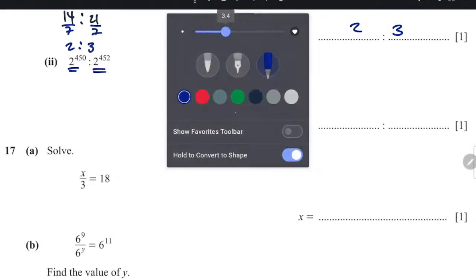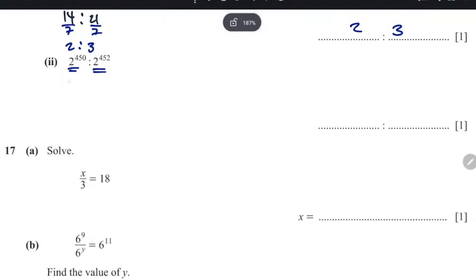Let me teach you something. You can even divide both by 2 to the power of 450. Because remember, when you divide numbers with powers, the powers subtract, right? So you're going to say 2 to the 450 and 2 to the 452. You divide both by 2 to the 450. Okay? What will you get?